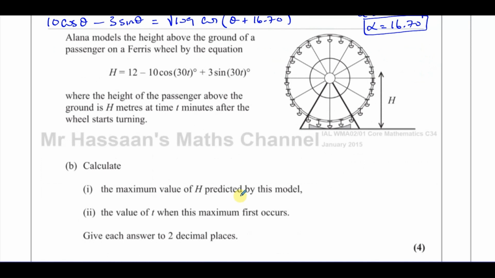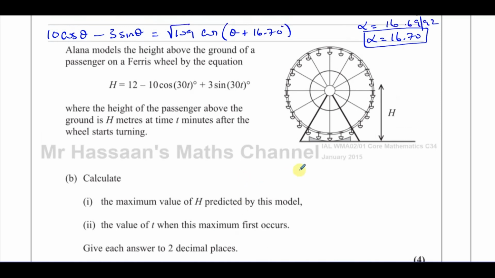So it says Alana models the height above the ground of a passenger on a Ferris wheel by the equation h equals 12 minus 10 cosine 30t degrees plus 3 sine 30t degrees, where the height of the passenger above the ground is h meters at time t minutes after the wheel starts turning. It says calculate the maximum value of h predicted by this model and the value of t when this maximum first occurs. Give each answer to 2 decimal places.